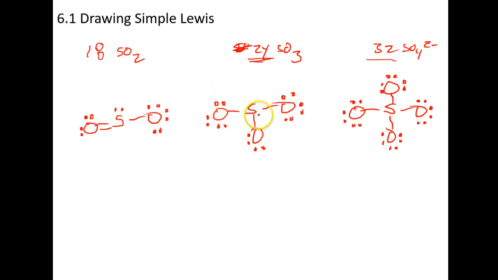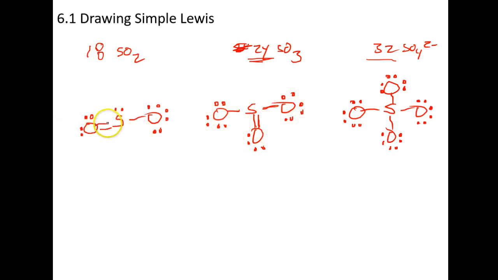It doesn't matter because we'll talk about resonance in a second. And now my sulfur is octet. 2 here, 2 here, 2 here, and 2 here, octet. And notice I still have 24 valence electrons. I haven't changed. 8 here, 8 here, and 8 here.